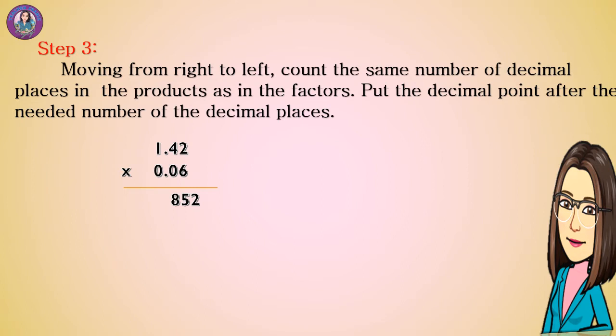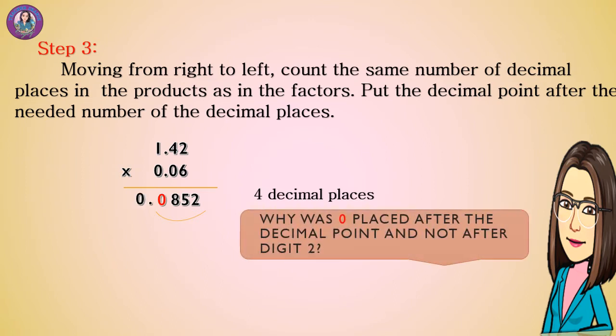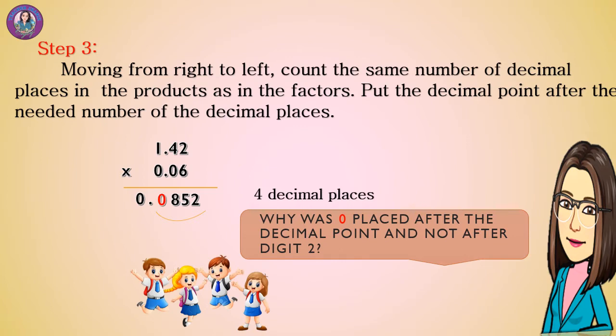We only have 3 digits in our product. What shall we do next? If there are 4 decimal places, we will add 0. Why was 0 placed after the decimal point and not after the digit 2? That's right.